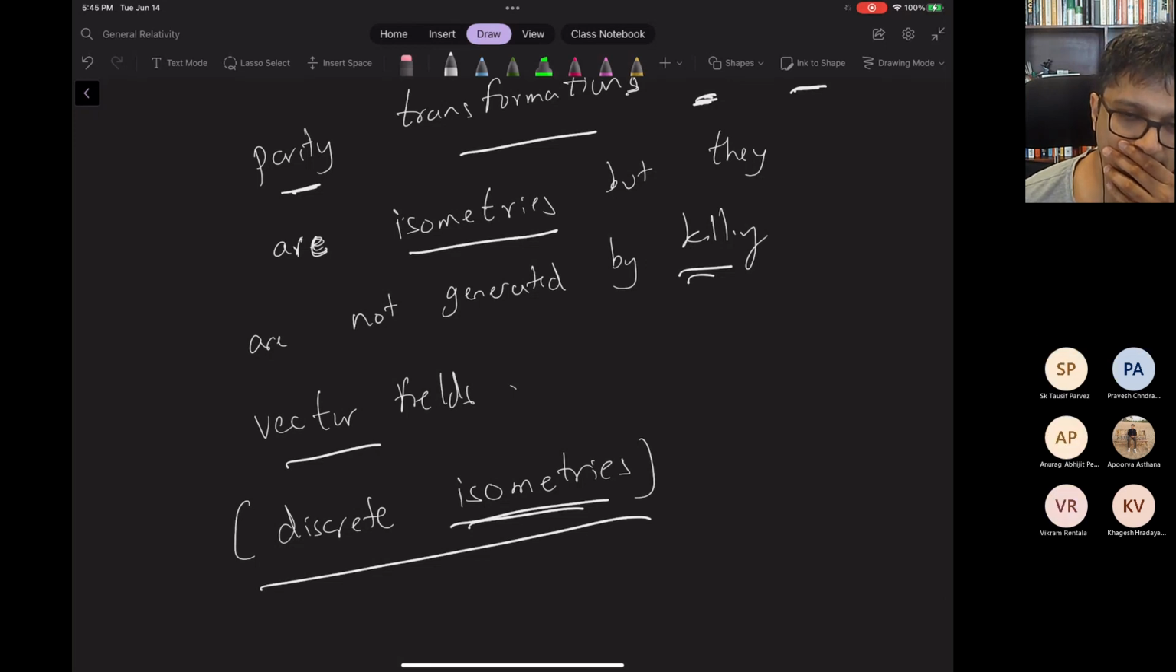Sir, is the Lie algebra of AdS_n space also SO(n+1)? No, it's not. Maybe we'll discuss AdS and dS space and see what their Lie algebras are. Okay, at some later point.